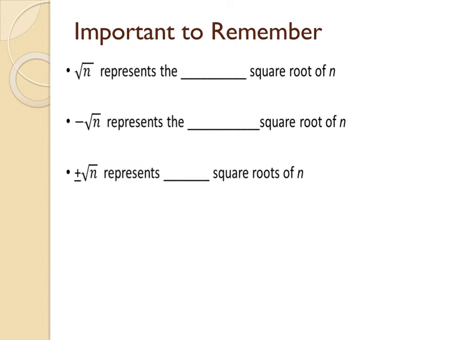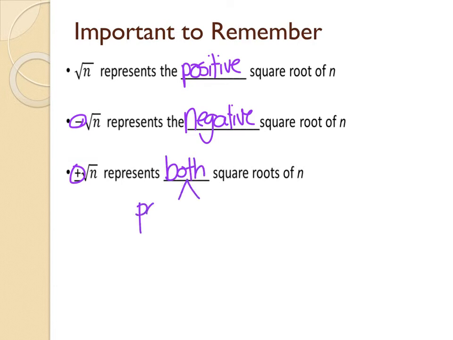Okay, important to remember. The square root of n represents the positive square root of n. Okay, there's no negative sign at all, so we know it's going to be positive. When I have my negative outside the radicand right here, that's going to represent the negative square root of the number n. Then when I have my positive negative square root of n, it represents both square roots of n, both the positive and the negative.